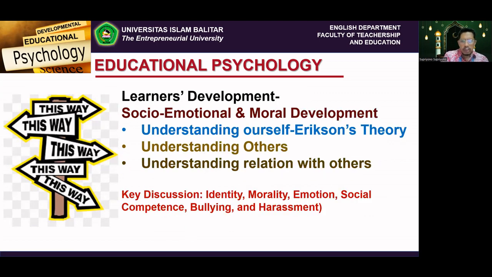We also talk about socio-emotional and moral development, like understanding ourselves, using Erikson's theory, understanding others, and understanding relations with others. And of course, the main discussion for this is identity, morality, emotion, social competence, bullying, and harassment. So we want you to understand this and to be able to analyze the phenomena and problems concerning this, and to solve problems when you are faced with problems relating to this point.